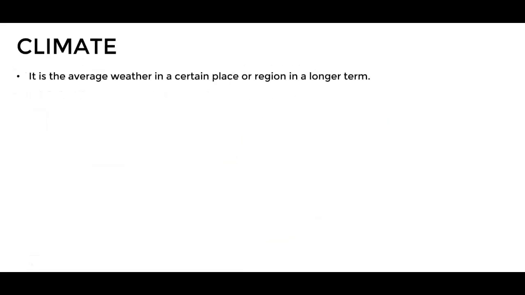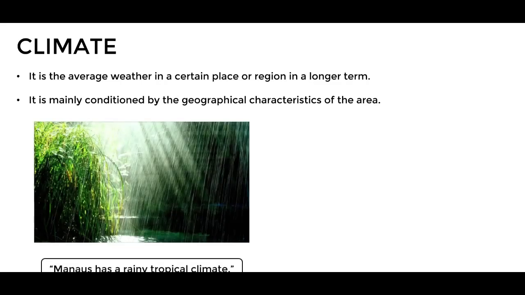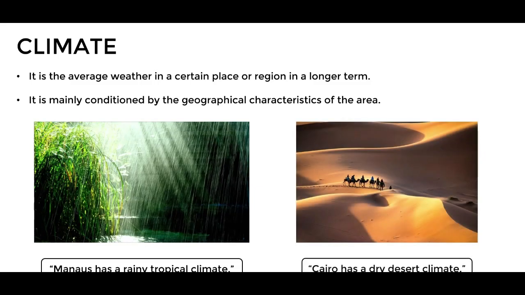Now, the other important term is climate, which is defined as the average weather in a certain place or region in the longer term. Climate is mainly conditioned by the geographical characteristics of the area, such as the latitude, type of surface, elevation above sea level, among other factors. For example, we can say that the city of Manaus in Brazil has a rainy tropical climate, because those are the most common weather conditions that we can find there. And on the other hand, we can say that the city of Cairo in Egypt has a dry desert climate.